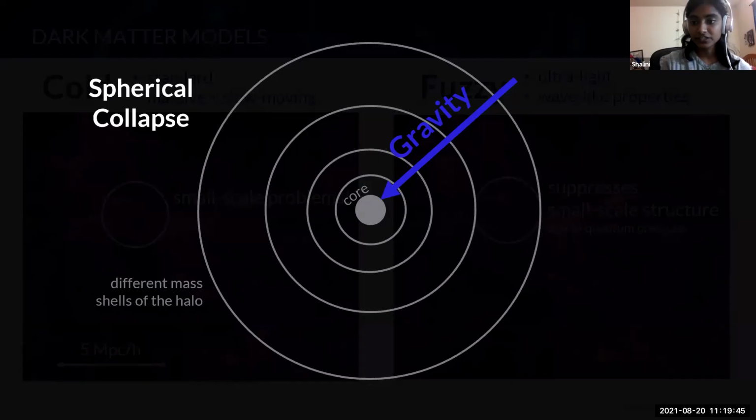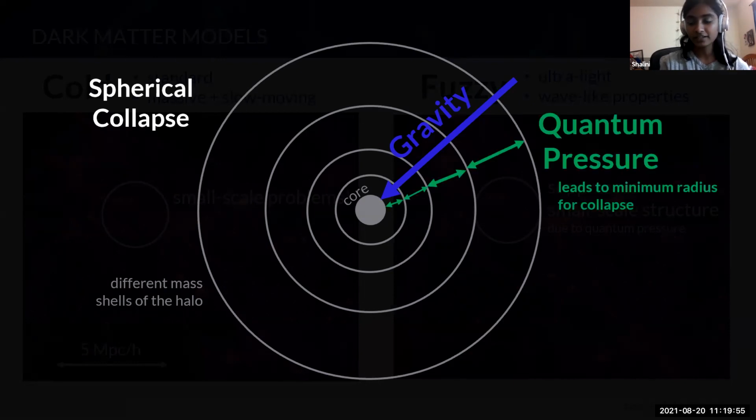And it's able to do this because in our classic understanding of spherical collapse, gravity pulls in dark matter to a single point. But in fuzzy dark matter, quantum pressure acts like a repelling force, and this results in a minimum requirement for collapse to even occur. And this can constrain the amount of satellite galaxies in simulations.